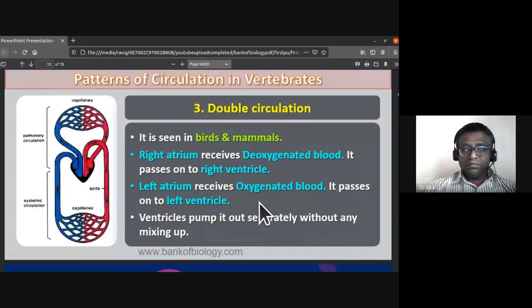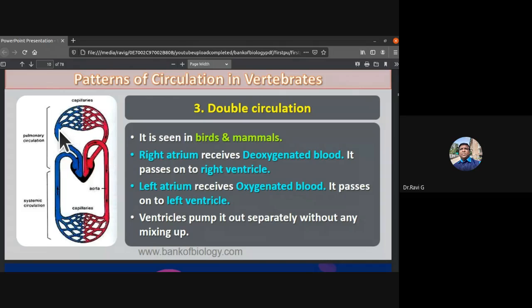Double circulation is noticed in birds, mammals, and crocodiles. The right atrium receives deoxygenated blood from all parts of the body. This deoxygenated blood, which is blue in color, is pumped into the right ventricle. The right ventricle pumps it into the pulmonary artery, and it reaches the lungs, where the deoxygenated blood gets purified.